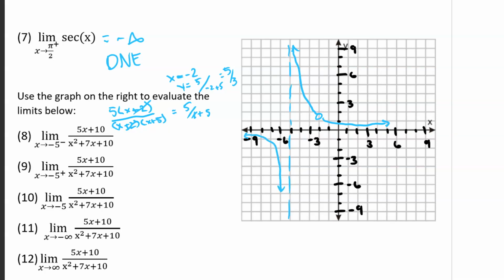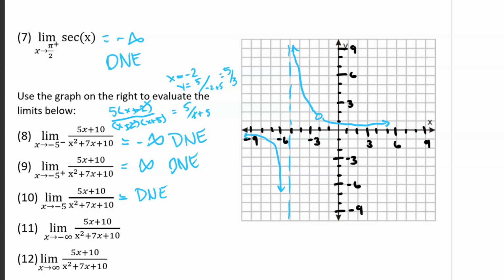So as we approach -5 from the left, our graph is going down forever, so negative infinity. As we approach -5 from the right, we're going up forever, so positive infinity. As we approach -5 overall, the limit does not exist, right? And we've got that same thing for each of these.